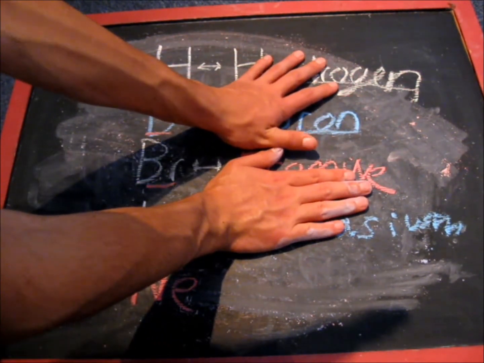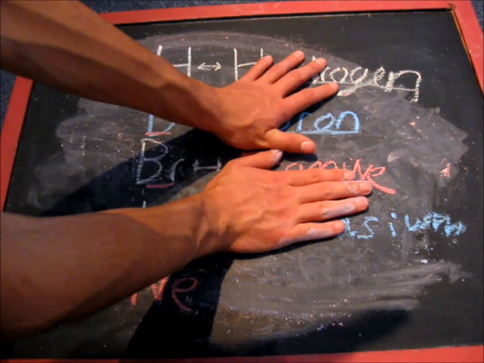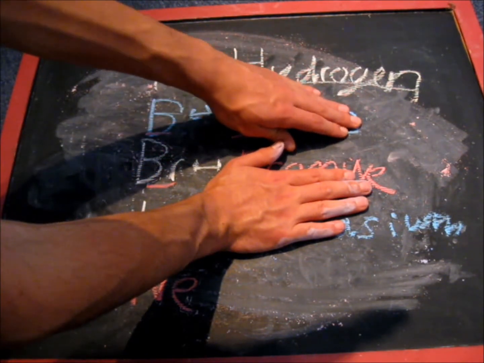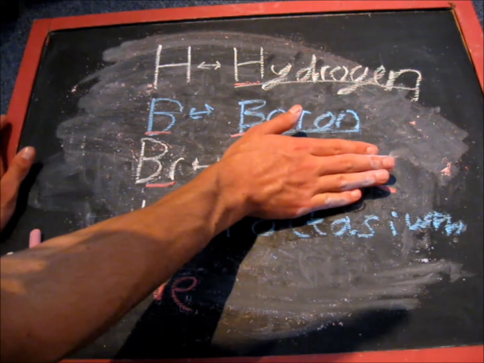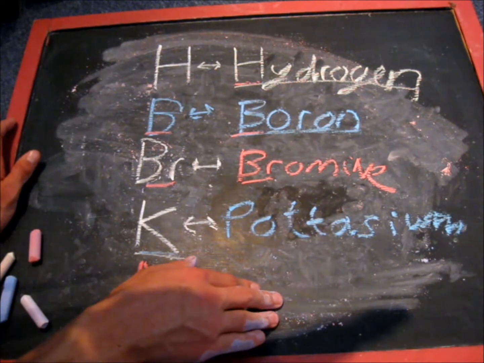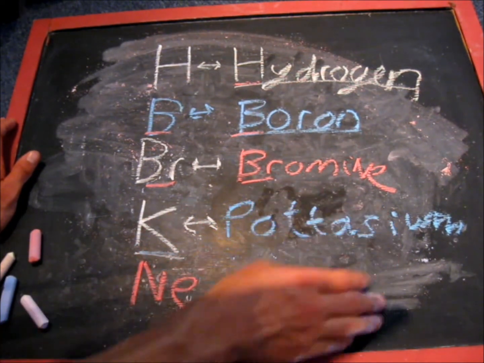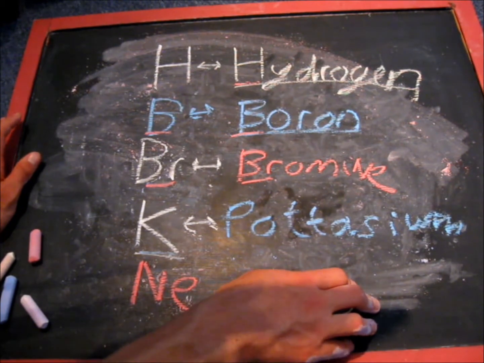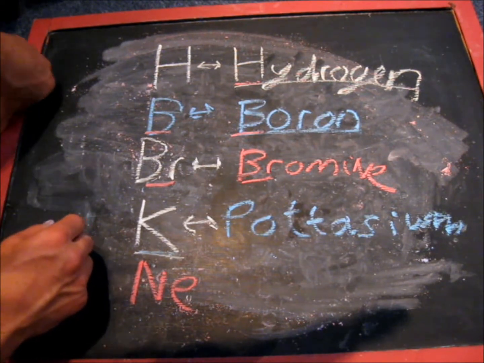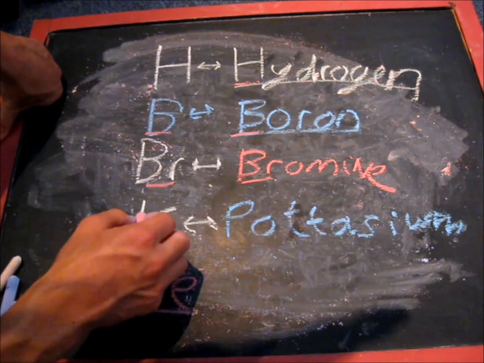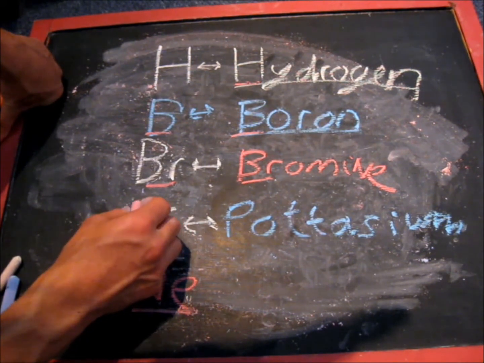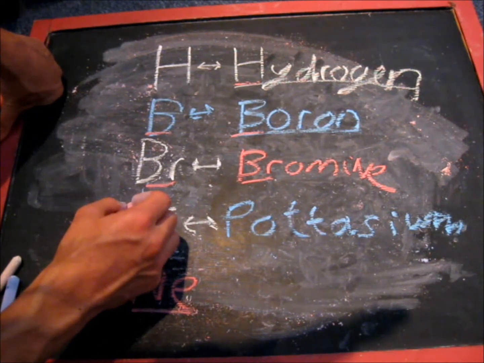So repeat after me. H is, yep, hydrogen. B is, yep, that's correct, boron. Br, yep, you've got the hang of this, bromine. And K, yep, potassium. So that leaves one more. Can you guess what this one is? Ne. No. Okay, well, Ne is actually neon.